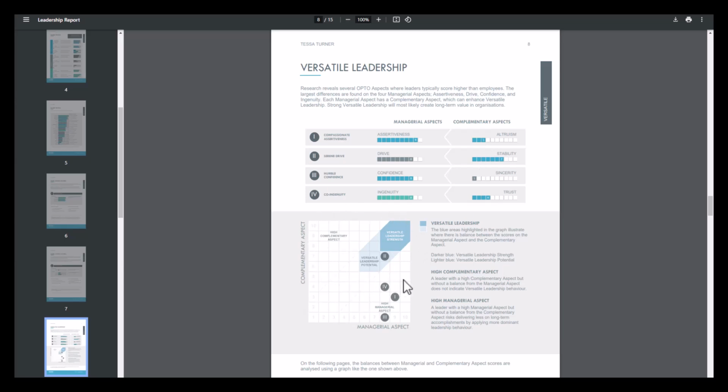And alongside it, there's a text that explains the components of the matrix, what the various blue areas represent, and what it means to fall within them.